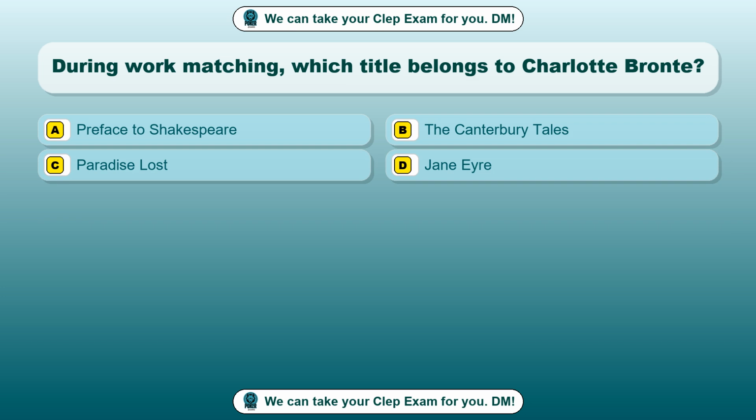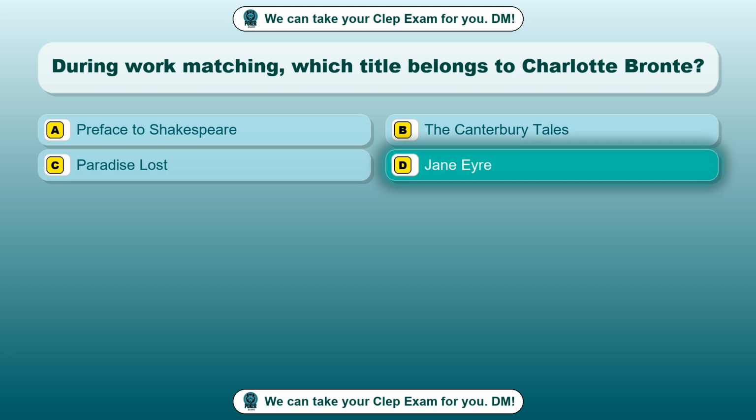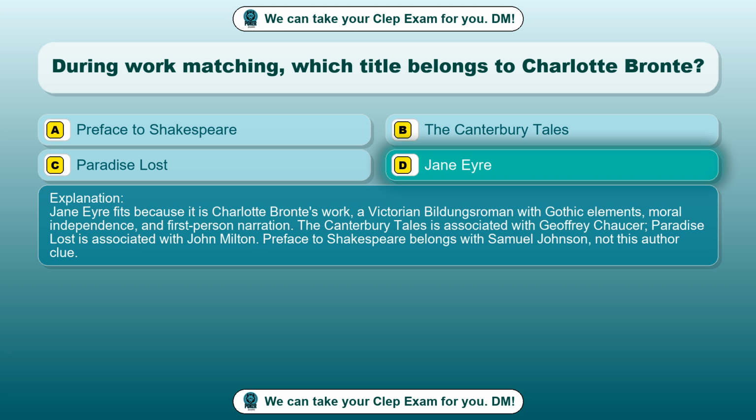Question 70. During work matching, which title belongs to Charlotte Brontë? Option A, Preface to Shakespeare. Option B, The Canterbury Tales. Option C, Paradise Lost. Option D, Jane Eyre. The correct answer is option D, Jane Eyre. Jane Eyre fits because it is Charlotte Brontë's work, a Victorian Bildungsroman with Gothic elements, moral independence, and first-person narration. The Canterbury Tales is associated with Geoffrey Chaucer. Paradise Lost is associated with John Milton. Preface to Shakespeare belongs with Samuel Johnson, not this author clue.